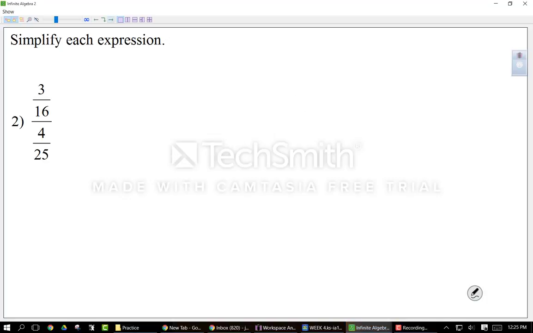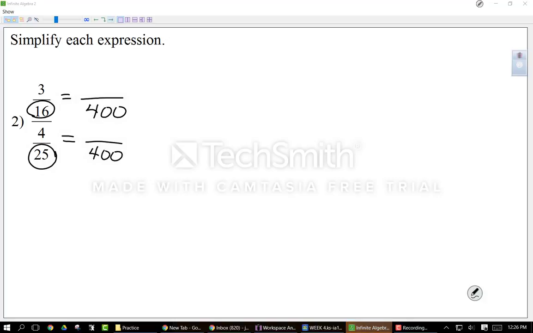This next particular problem, again, it looks the same as what I just did. What I need to do is make sure I have the same denominators. So 16 and 25. These are my denominators. I need to find a number that they can both go into. That number is 400.